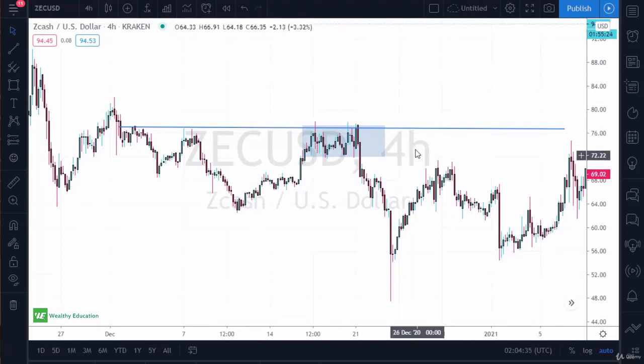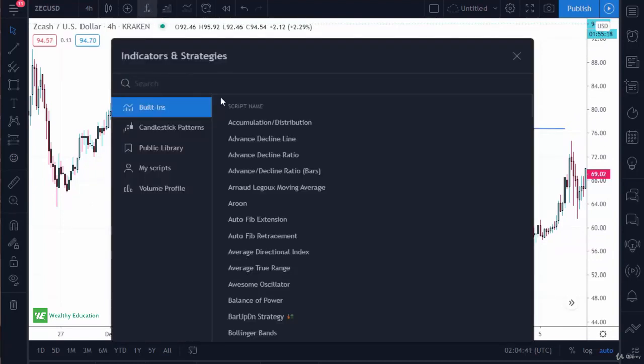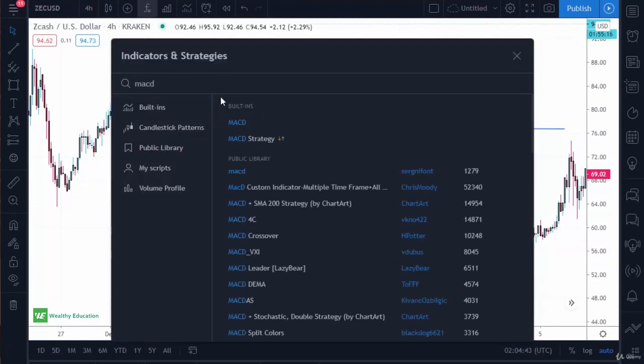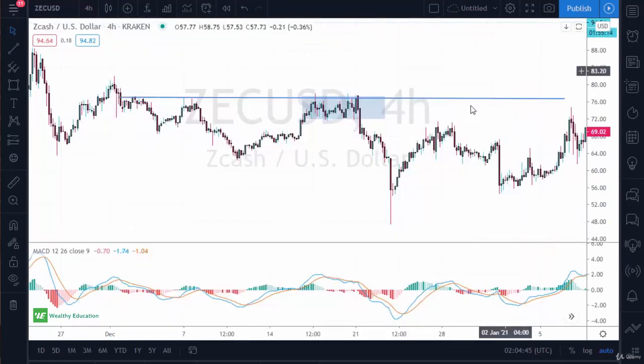Here on the 4-hour chart in Zcash, take a look at the MACD, and you can see that the MACD right here, that's where we got the zero line cross, and you didn't get out until here if you were using the MACD.